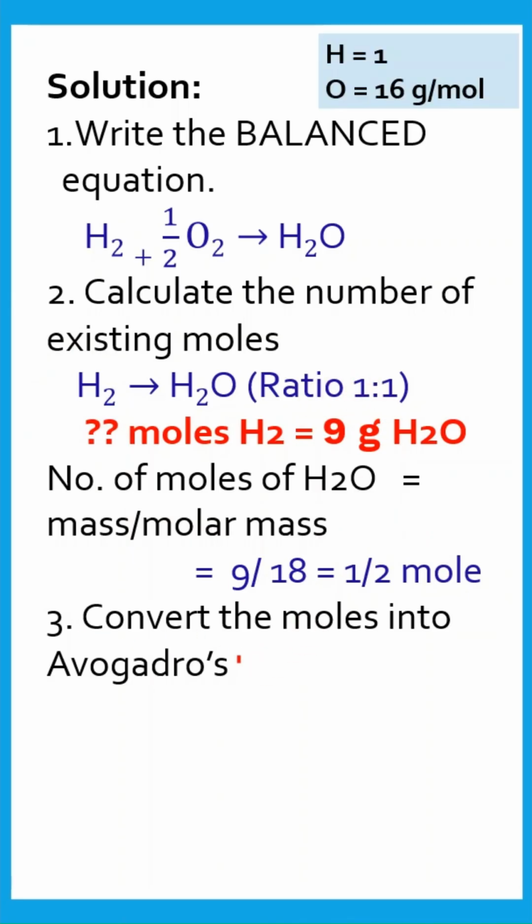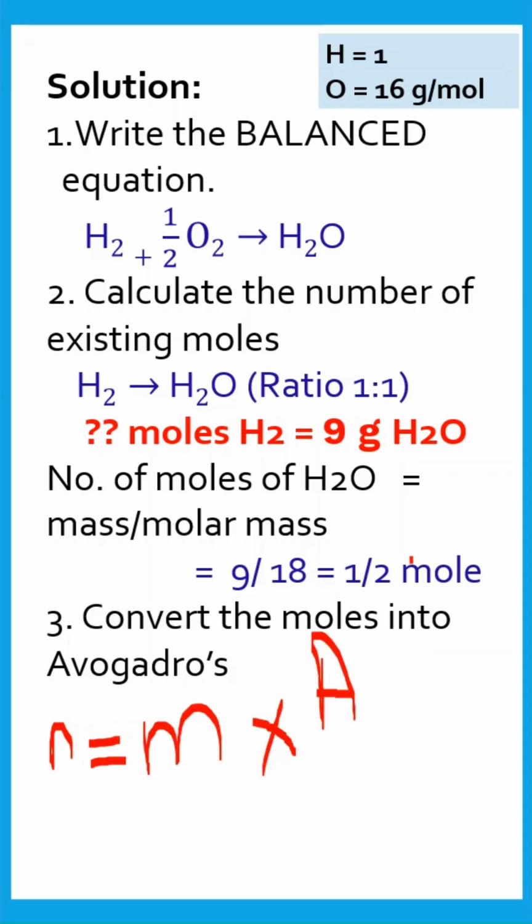So by applying the relationship between number of moles and the Avogadro's number using the triangle, the number of molecules equals the number of moles times Avogadro's number. We have half mole, so we have half times Avogadro's number, and the Avogadro's number equals 6.022 times 10 to the power 23. We can easily calculate it. This is the number of hydrogen molecules. If we are asked to calculate the number of hydrogen atoms, we have to duplicate it.